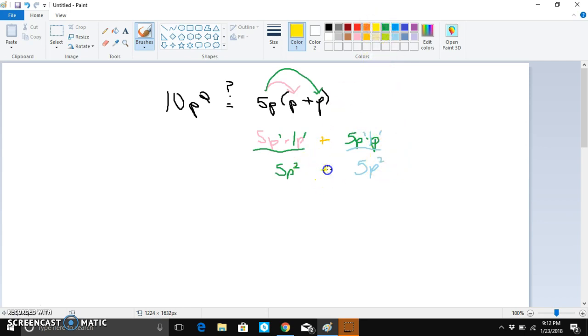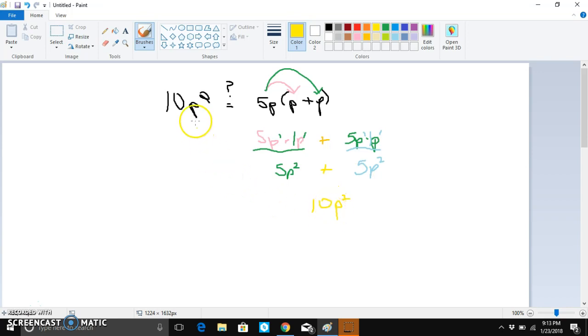Okay, now we have to add these together, but remember the rules of combining like terms, adding, they have to have the same ending. Okay, this 5 has an ending of p squared, and so does this one. Therefore, these are like terms. We are allowed to add them since they have the same ending. So 5p squared plus another 5p squared would be 10p squared. The ending does not change because you're adding.